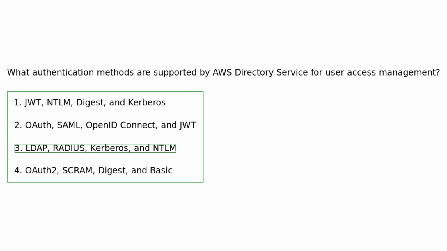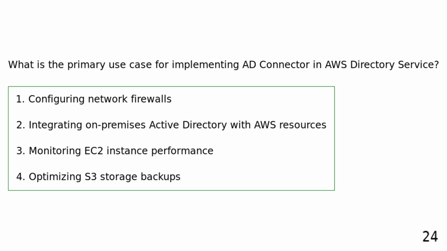AWS Directory Service supports authentication methods like LDAP, Radius, Kerberos, and NTLM for user access management across AWS resources. What is the primary use case for implementing AD connector in AWS Directory Service? Configuring network firewalls. Integrating on-premises Active Directory with AWS resources. Monitoring EC2 instance performance. Optimizing S3 storage backups.